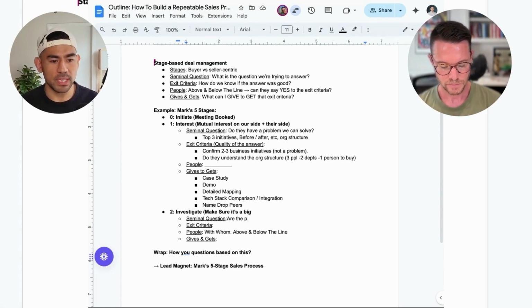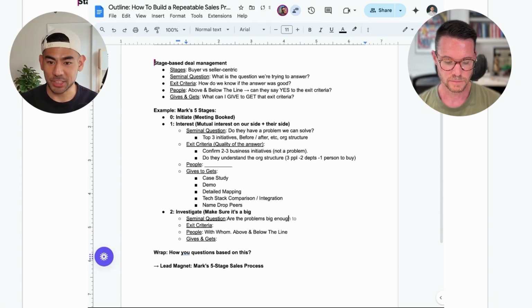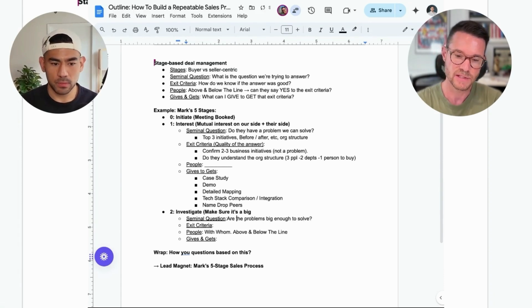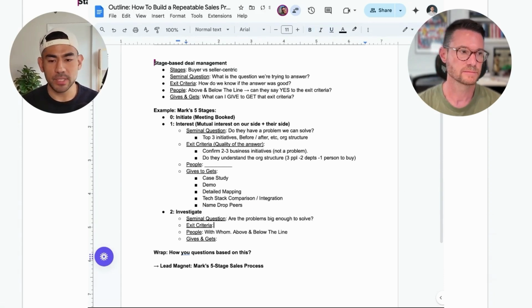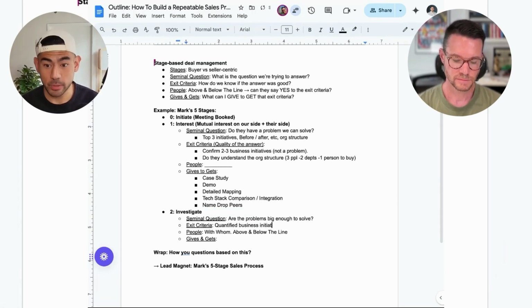Awesome. So is that the question? Make sure that this is actually a big enough problem? Are the problems big enough to solve? All right, so that's the problem. Is the problem big enough to solve? So the next thing would be, what is the exit criteria for the stage?